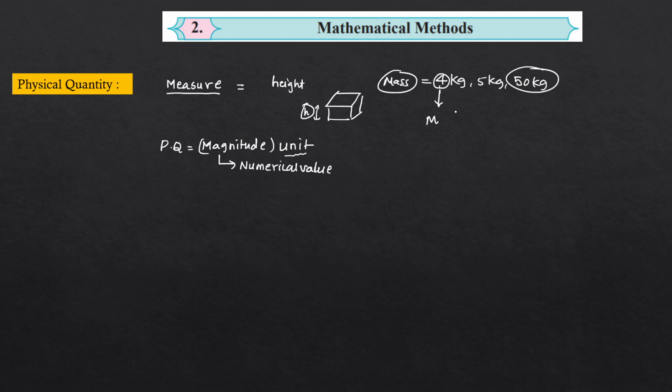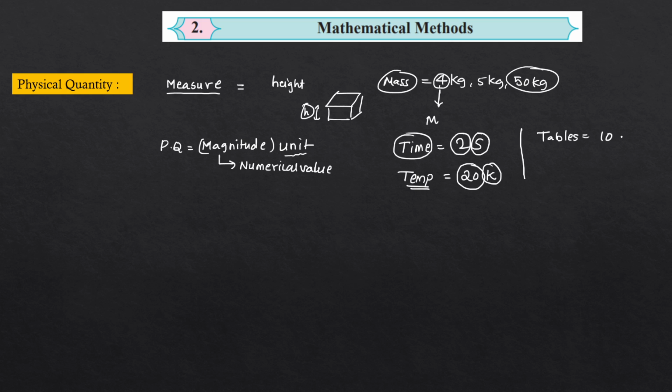If I say time, 2 seconds, so 2 is the magnitude, second is the unit, hence time is a physical quantity. If I say temperature, 20 Kelvin, so 20 is the magnitude, Kelvin is the unit, hence temperature is a physical quantity. But if I say tables, how many tables are there? Suppose the answer is 10. What is 10? What is the unit? There is no unit, so table is not a physical quantity.